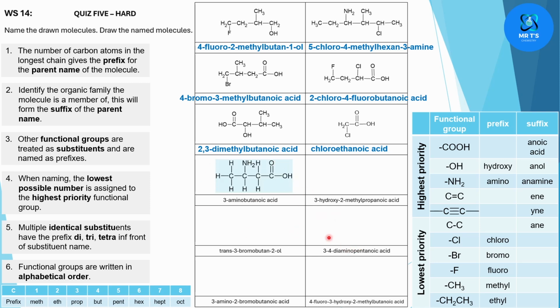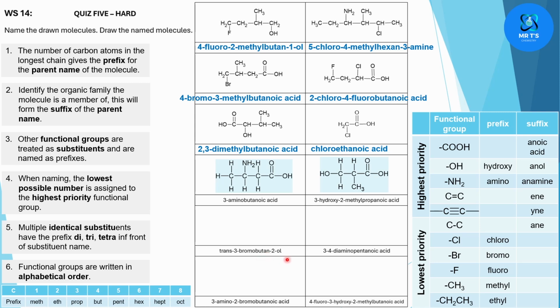The next one, 3-hydroxy-2-methyl propanoic acid. Okay, so we've got 3 carbons with a carboxylic acid. Off the 3rd carbon, which is furthest away from the carboxylic acid group, we're going to have a hydroxy, which is an OH alcohol group, and off the 2nd we're going to have a methyl group, and it looks like this.